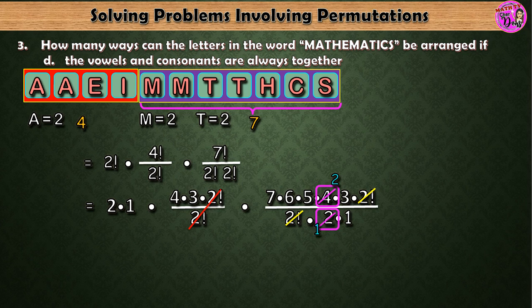Now, 2 times 1 is 2 times 4 times 3 is 12 times 7 times 6 times 5 times 2 times 3 divided by 1 is 1,260. So, 2 times 12 times 1,260, it is equal to 30,240. Therefore, there are 30,240 ways the letters can be arranged if the vowels and consonants are always together.